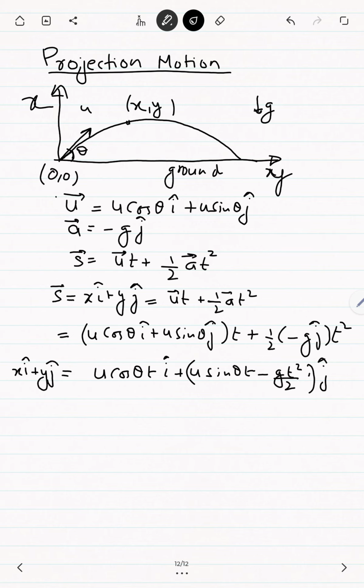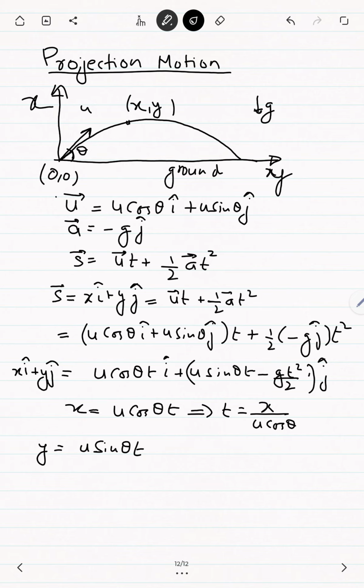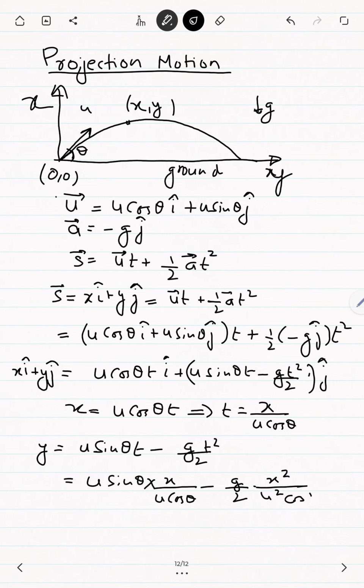Now we'll compare the variables. So x variable is equal to u cos theta t. That means t is equal to x upon u cos theta, and y is equal to u sin theta into t, okay, minus g t square by 2, which turns out to be u sin theta into x upon u cos theta minus g by 2 into x square upon u square cos square theta.